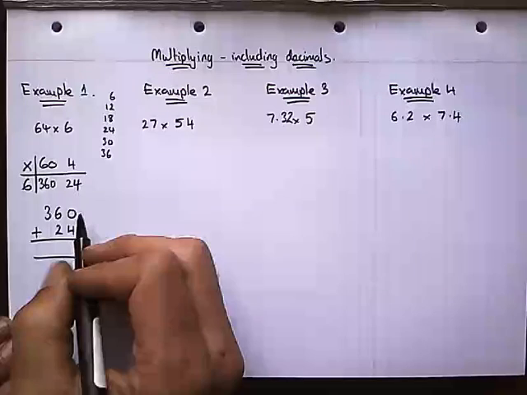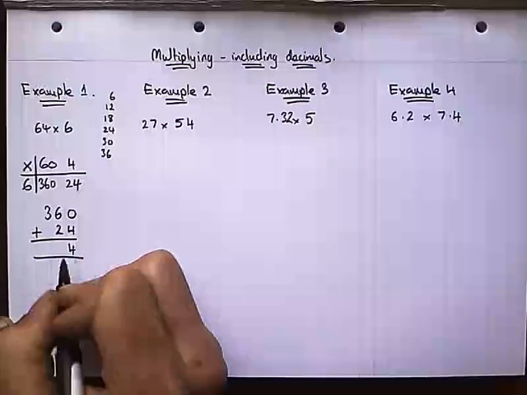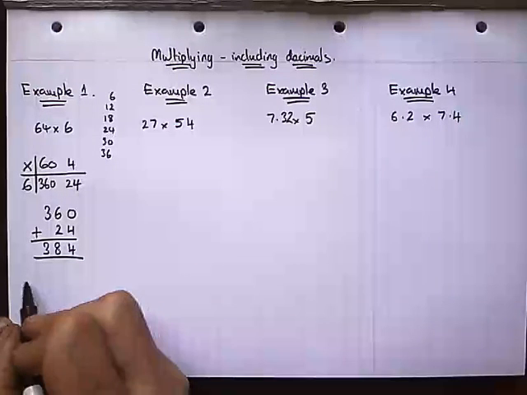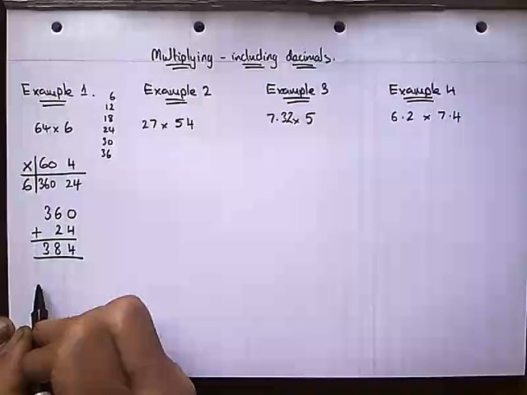So we got 0 and 4 is 4. 6 plus 2 is 8. And then we've just got our 3. So the answer is 384.